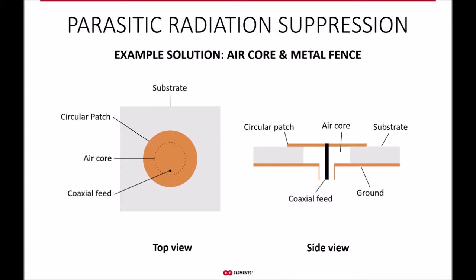This patch is circular, and it's fed by a coaxial cable through the substrate, as you can see on the side view. And there is an air core underneath the patch, actually. This air core is manufactured by milling of the substrate and has a cylindrical shape, as is obvious from these images. The presence of the air core effectively mitigates the surface wave we mentioned earlier, which would otherwise result in those azimuthal side lobes.